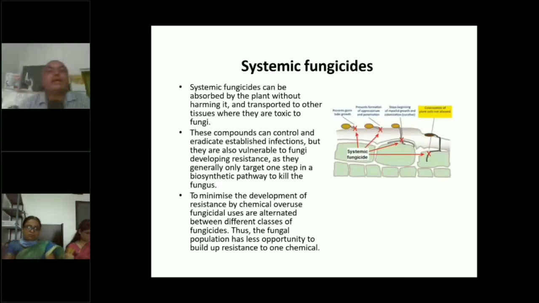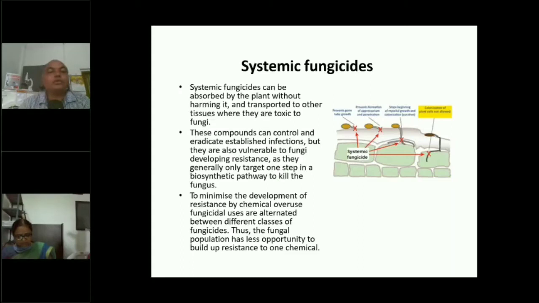Then there are some chemicals which act systemically. That is called systemic fungicides. These systemic fungicides can be absorbed by the plant without harming it and transported to other tissues where they are toxic to fungi. There are some intercellular fungi and some intracellular fungi. When the fungi are going inside the tissues of the plant, then you need a systemic fungicide. When you use a contact fungicide, the fungicide will not reach that fungus, and therefore it is not able to eliminate that fungus. In that case, you need to use a systemic fungicide. These compounds can control and eradicate established infection. Infections are already established, and then it will reach there and cure the fungus.